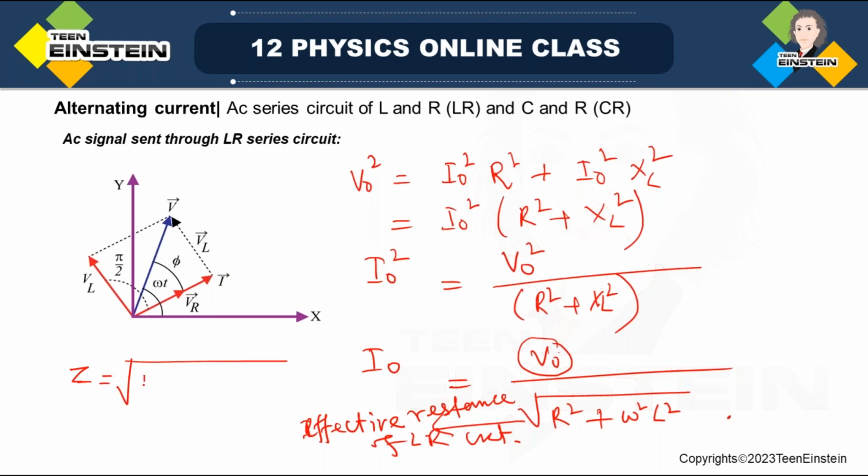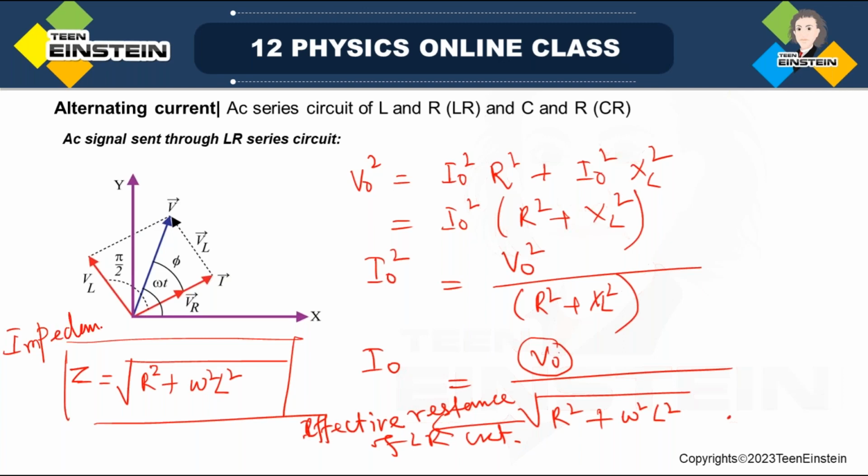So impedance means equivalent to resistance, but in the AC circuit. This is called impedance, denoted by Z, because it impedes the flow of current. So the impedance of this LR circuit is Z equal to the square root of R square plus XL square, that is omega square into L square, where omega is the angular frequency of the supply signal, L is the inductance, and R is the resistance of the resistor used in the LR series circuit.